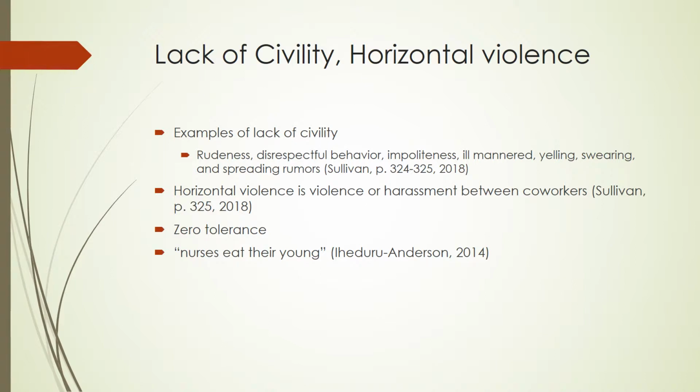Here we talk about lack of civility and horizontal violence. Some examples of lack of civility are rudeness, disrespectful behavior, impoliteness, ill-mannered, yelling, swearing, and spreading rumors. Horizontal violence is defined as violence or harassment between coworkers. Again, there should be zero tolerance of this.